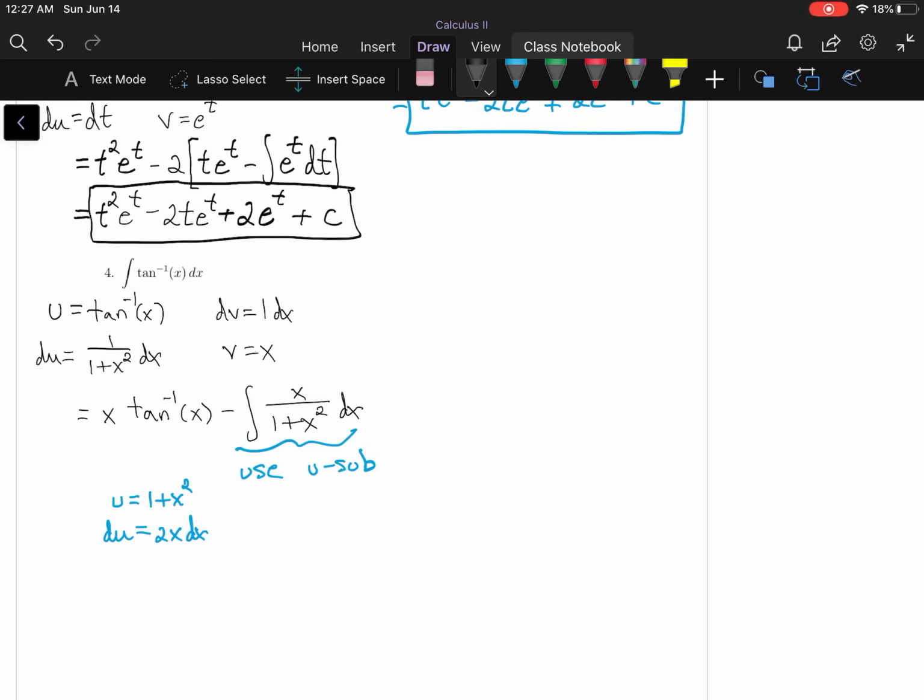Which, when I apply this now, we have x arctan of x minus the integral. 1 plus x squared, I just said is u. x dx is going to be 1/2 du. And I got that from this line here. Divide by 2 in order to get x dx, and we've got 1/2 du.